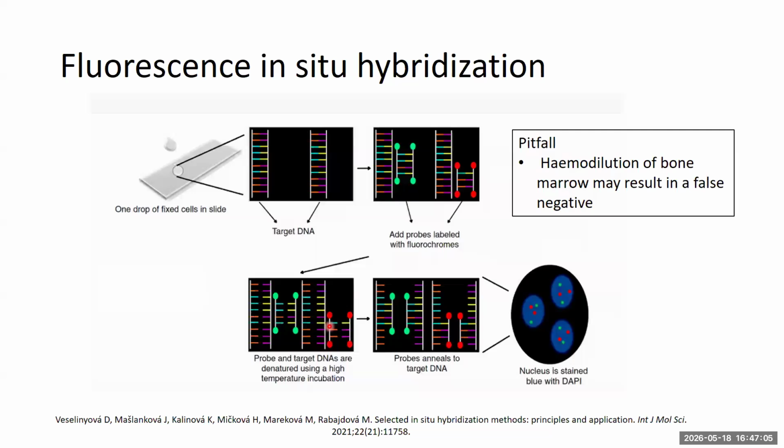One of the pitfalls here is that hemodilution of the bone marrow can result in a false negative. That's why it's usually advised that the first pull in a bone marrow aspirate should be used for FISH, in addition to flow cytometry.